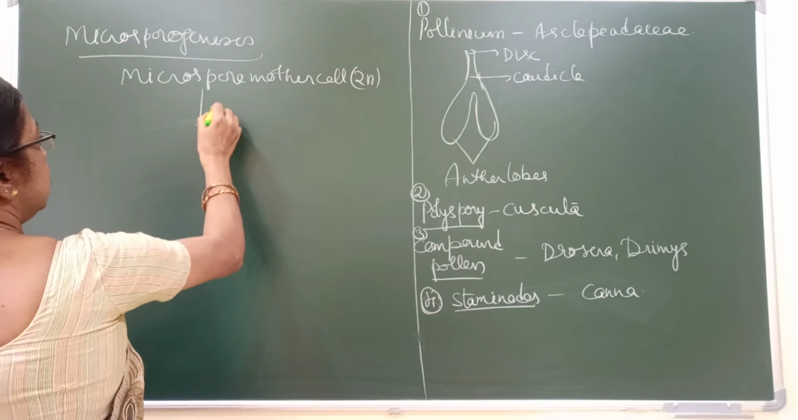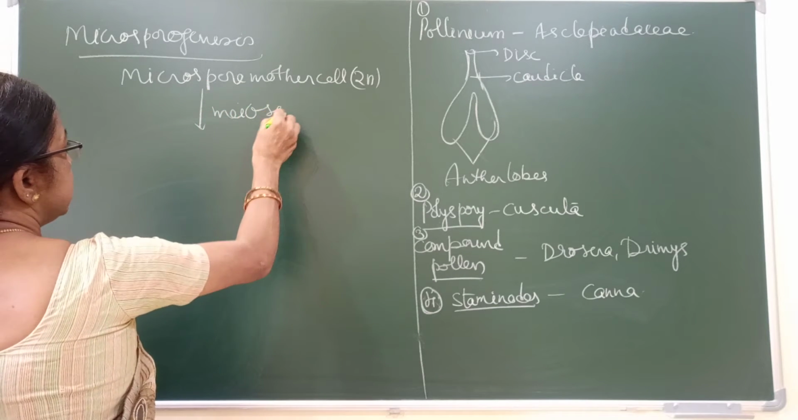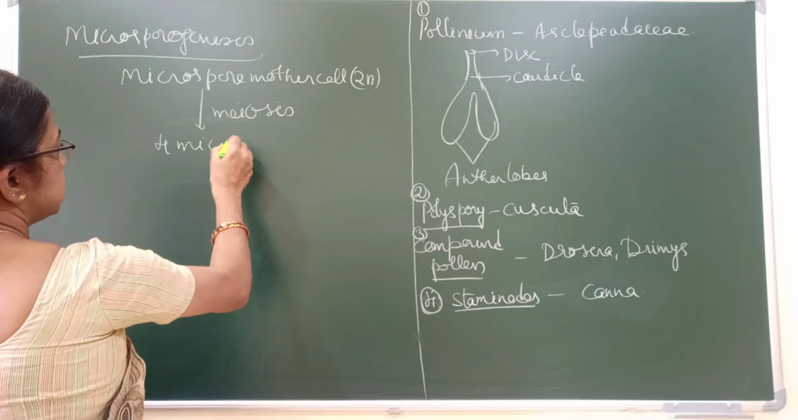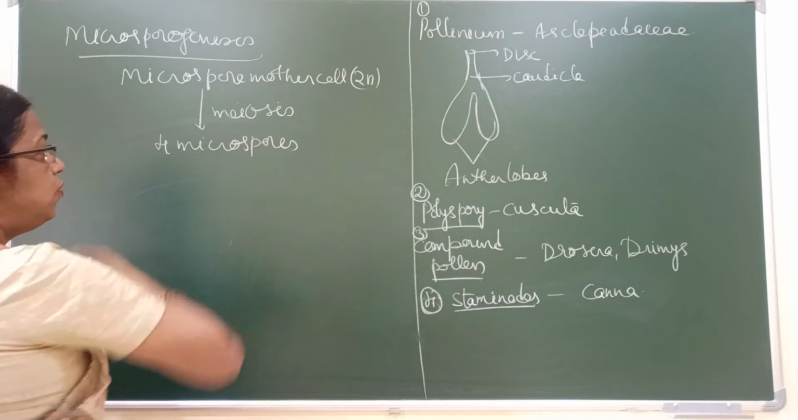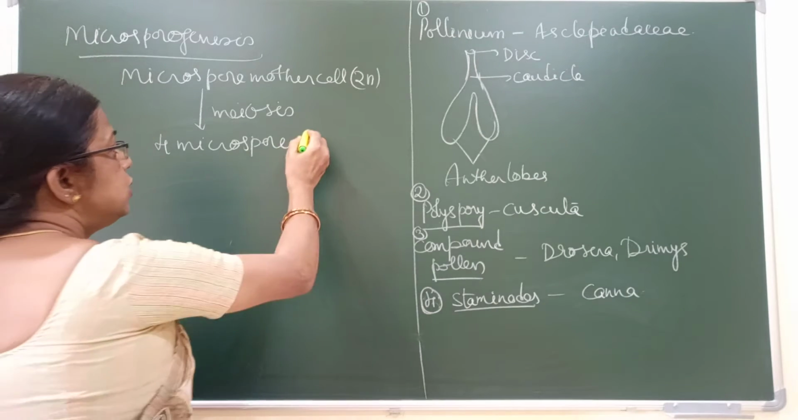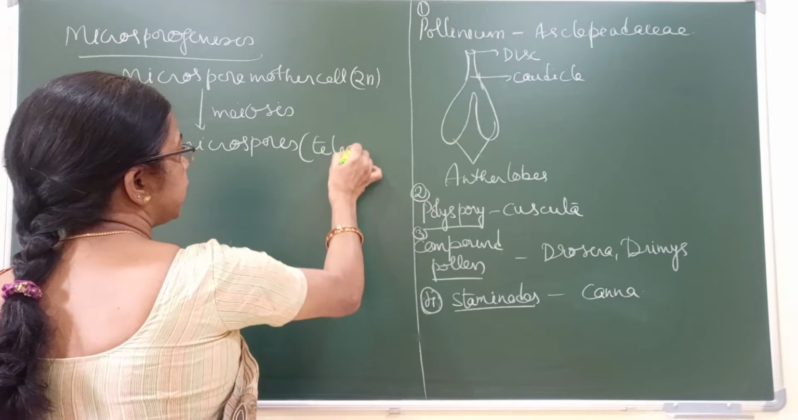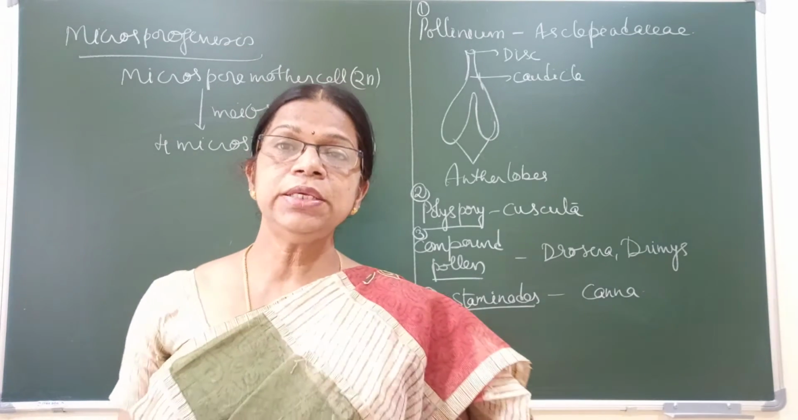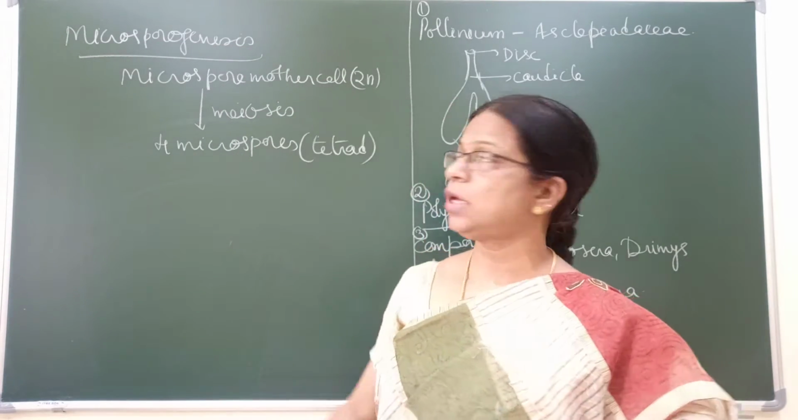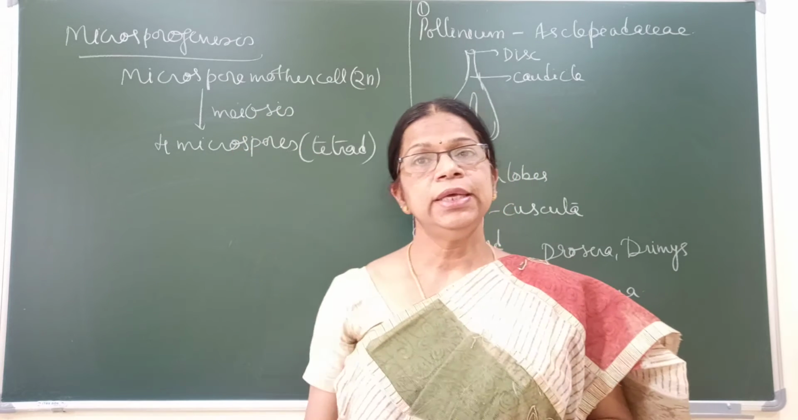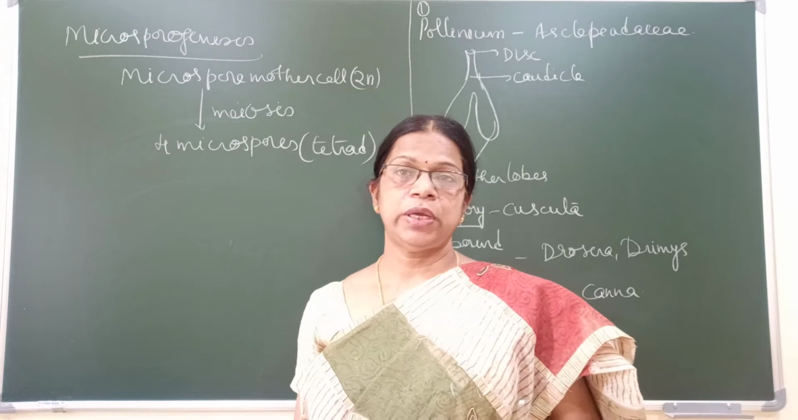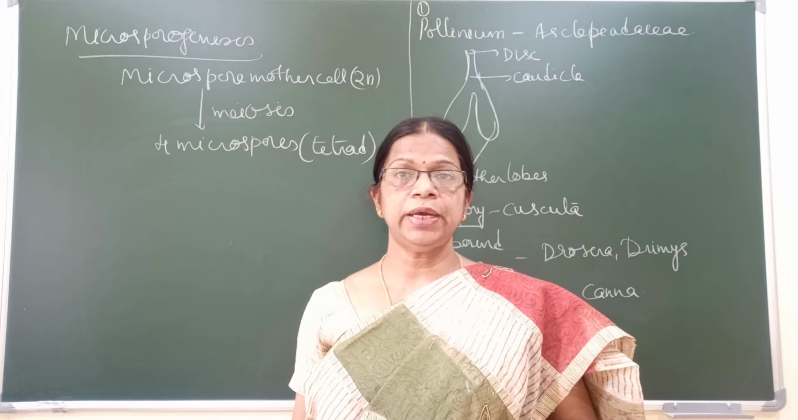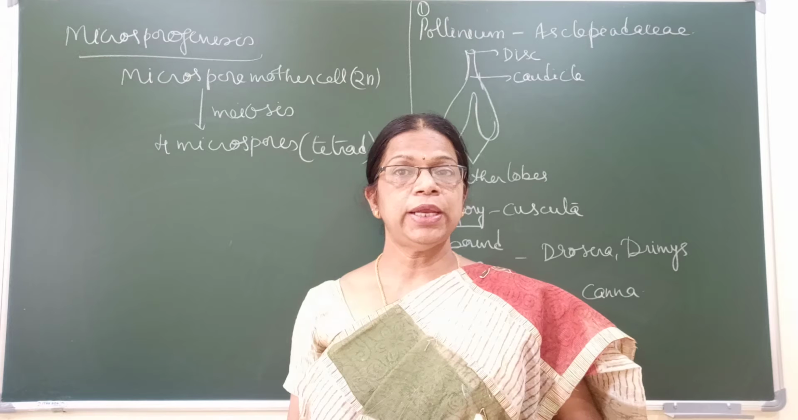Now this will undergo meiosis and it will form 4 microspores. This is called a tetrad, a microspore tetrad. And these microspores are haploid because they are formed as a result of meiosis. Now, this microspore tetrad later gets separated and it develops as a pollen grain.